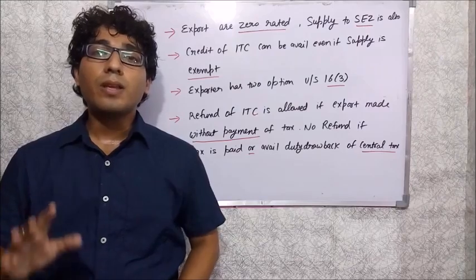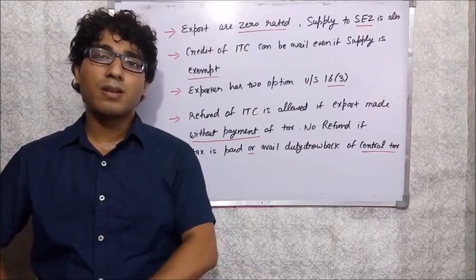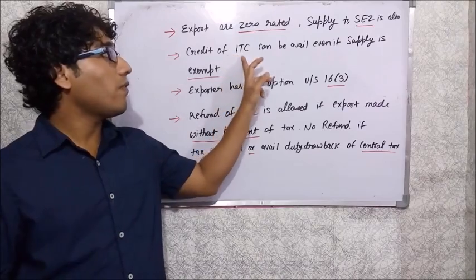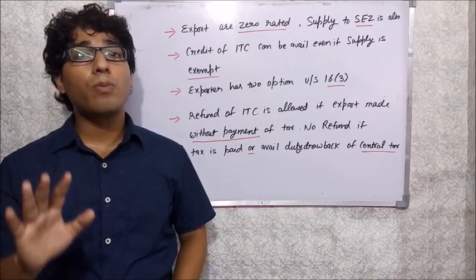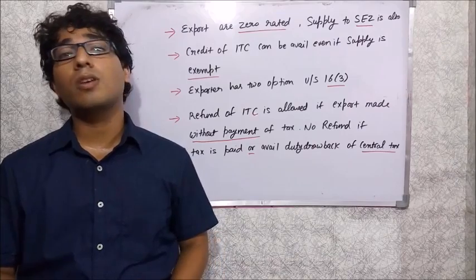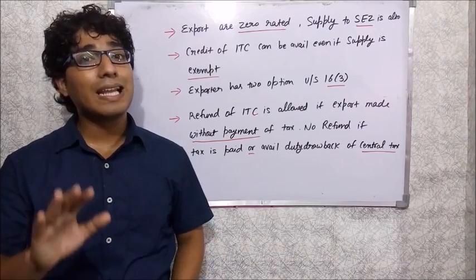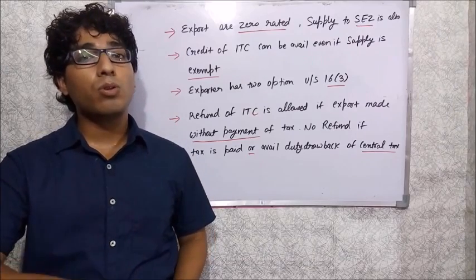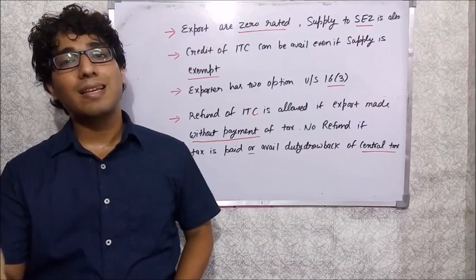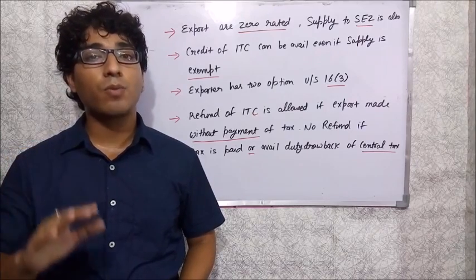Then the other provision, Section 16 subsection 2, says that credit of IGST can be availed even if your product is exempted under GST. Suppose your product is exempted under GST because it is nil rated, then also you can take the input tax credit of the inputs used for manufacturing that exported goods.